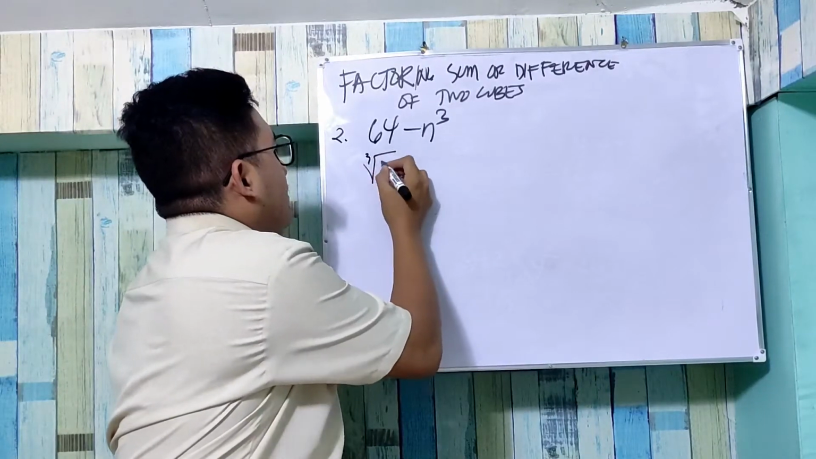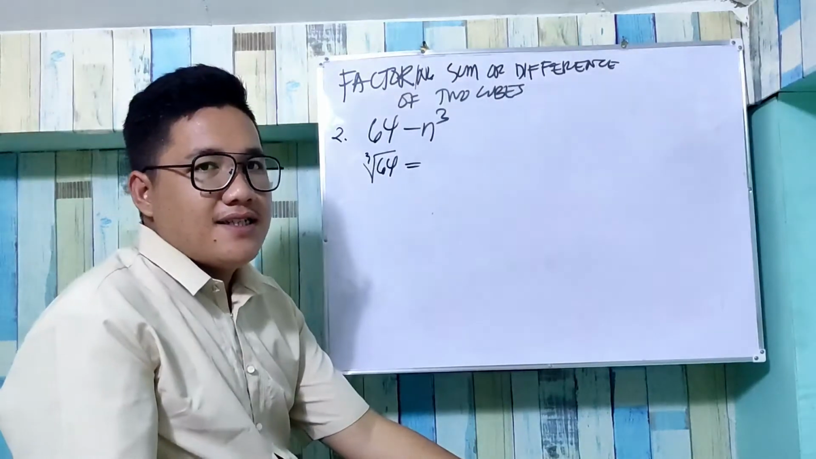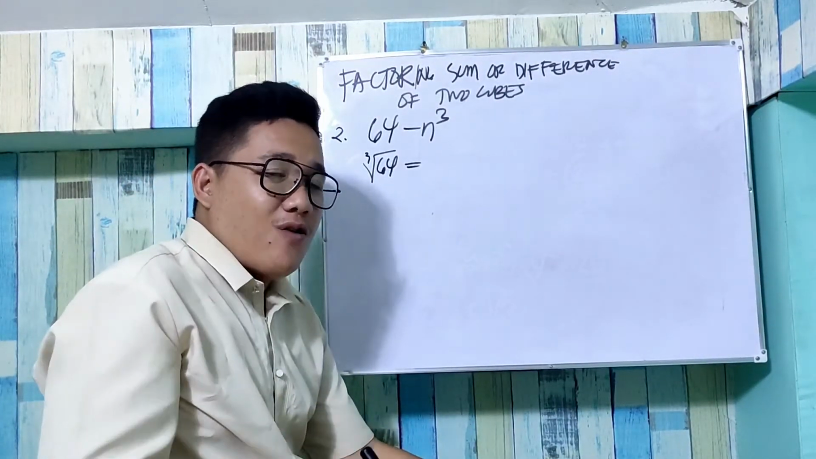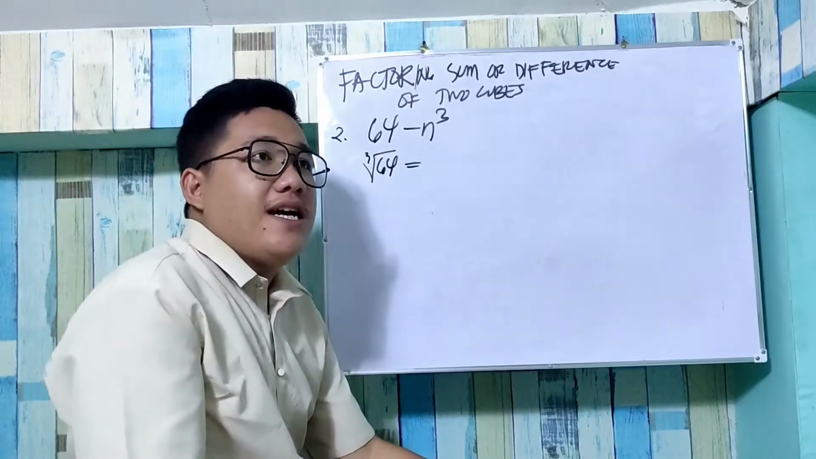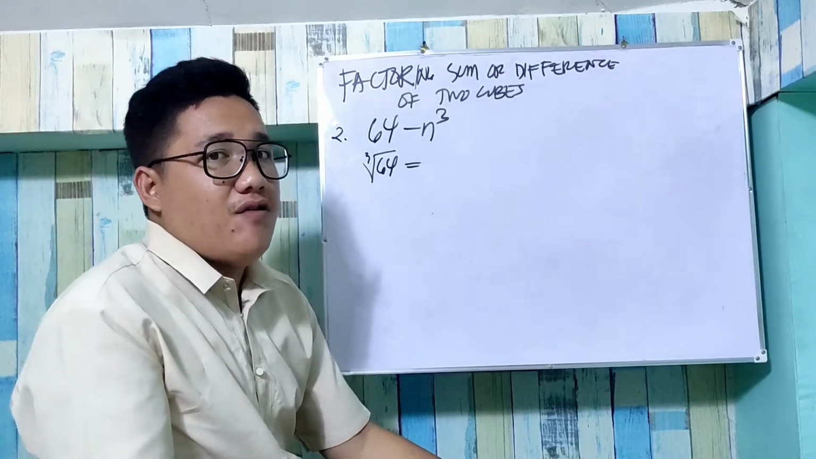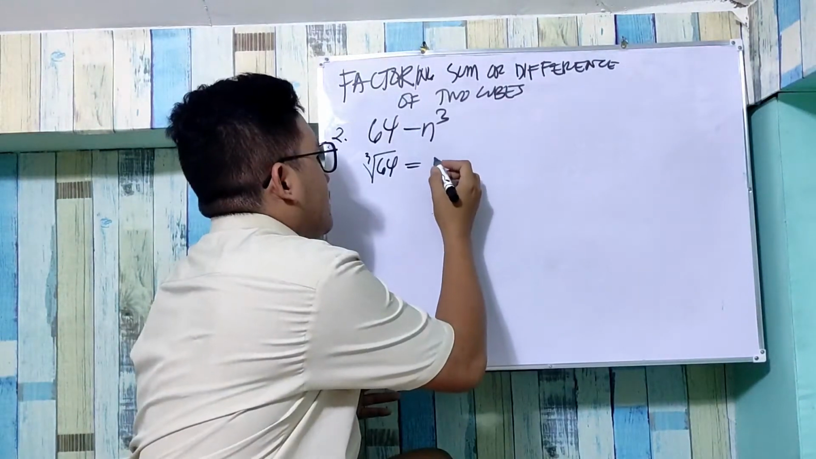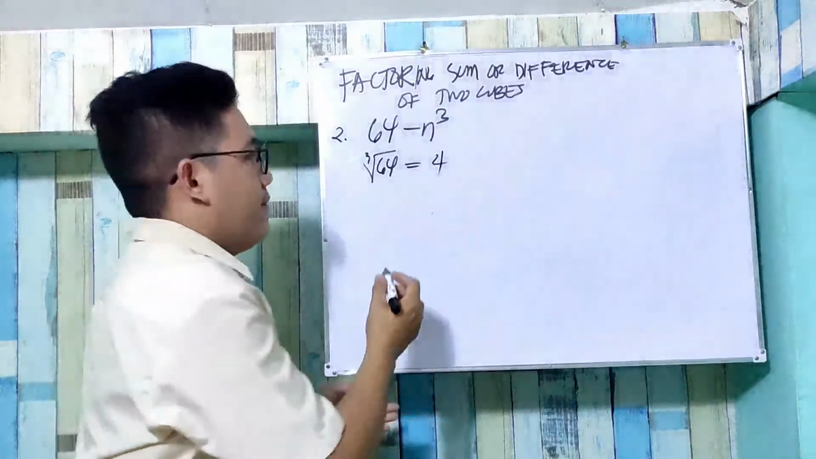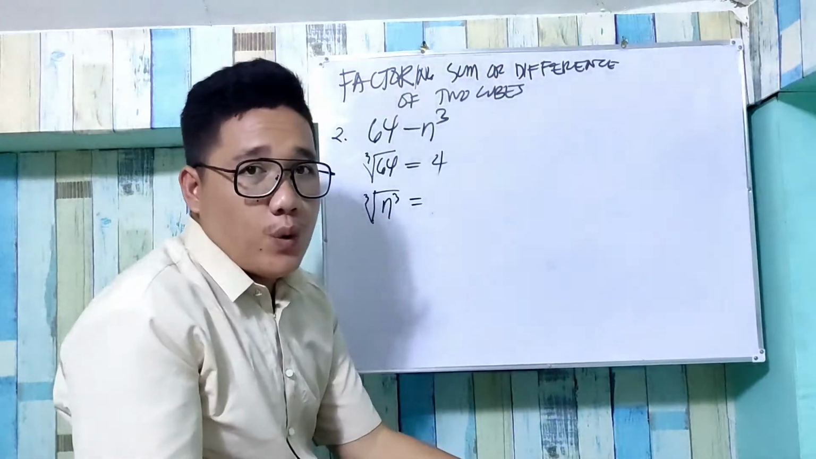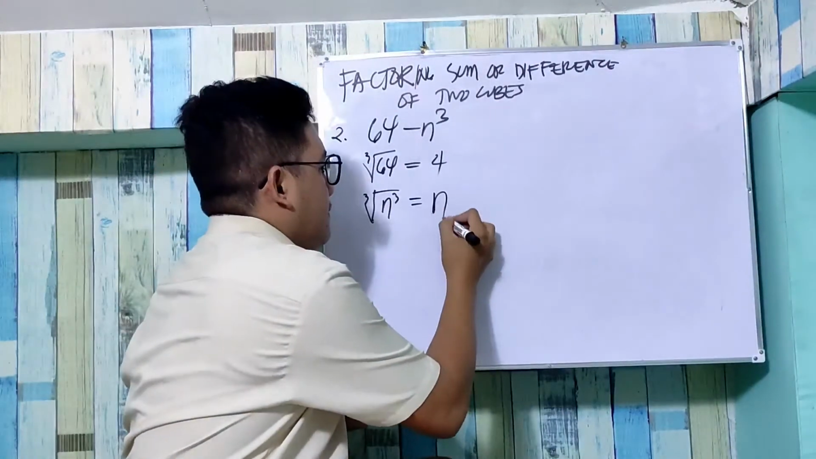What is the cube root of 64? Isip-isip. So, that is, okay, 4. Why? 4 times 4, that is 16, times 4, that is 64. Tatlong 4, equivalent to 64. So, we have 4. What is the cube root of n raised to 3? Of course, n. n times n times n, that is n cubed.